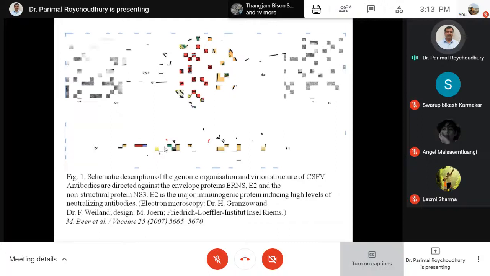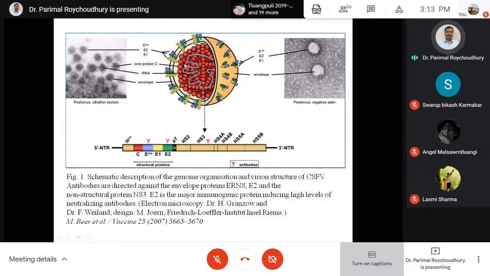So this is in pictures, showing the nucleocapsid with icosahedral symmetry, the genome and the envelope. The envelope contains E2, E1 and ERNS glycoproteins on its surface, which are the most immunogenic, and the virus utilizes these glycoproteins for attachment to the cell surface to produce infection.